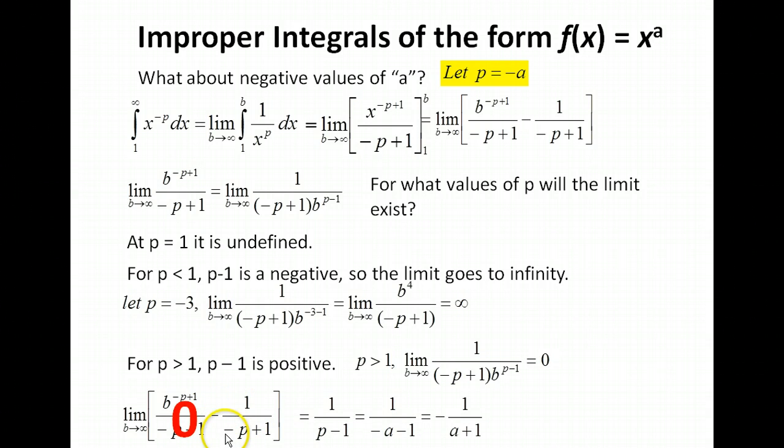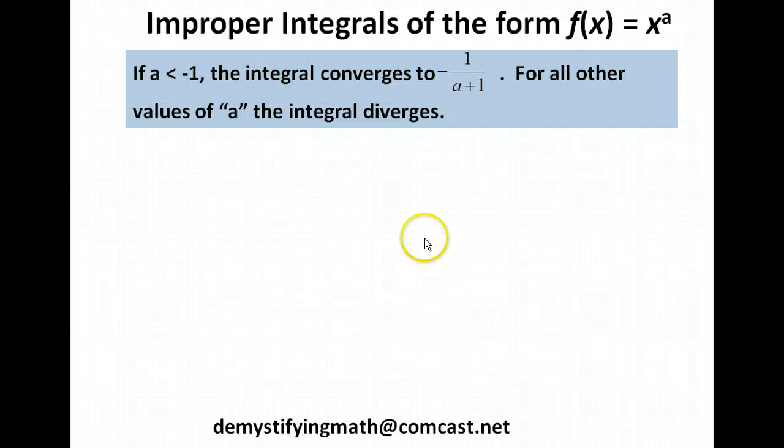Since we had a double negative here, we cleared it out. So we have 1 over p minus 1. And remember at the beginning we let p equal negative a. So we replaced it with negative a here and simplified. So that means for p-values that are greater than 1, the integral is going to converge. And it's going to converge to negative 1 over a plus 1. Okay, since p is greater than 1, that means that a has to be less than negative 1. The integral converges to negative 1 over a plus 1, and for all other values of a, the integral diverges.